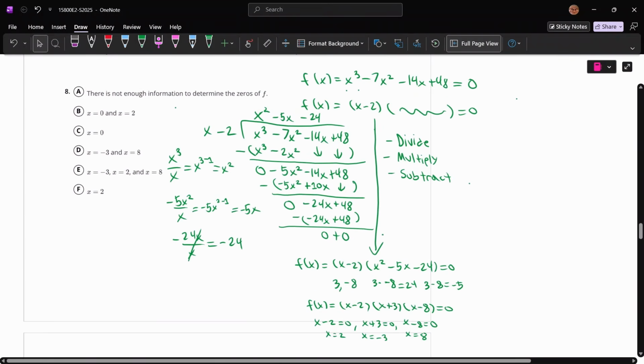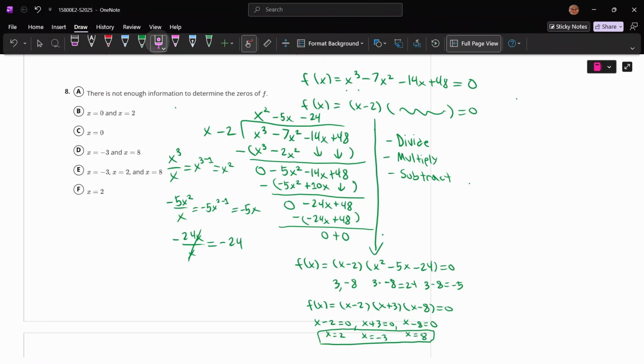Zooming out a little bit, this would be our answer. If you plug any of these 3 x values into our original equation here, you'll end up with 0, hence why those would be the zeros. So matching that up with our answer choices here, the answer would be E.